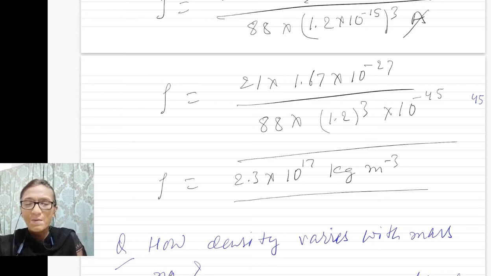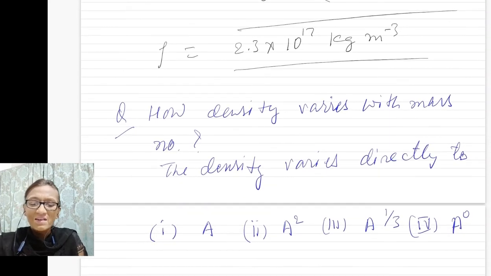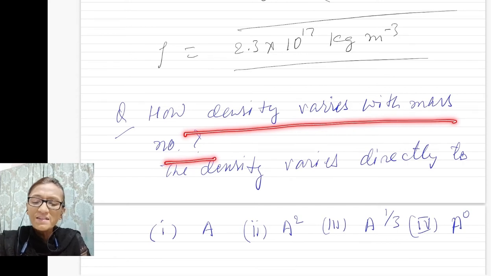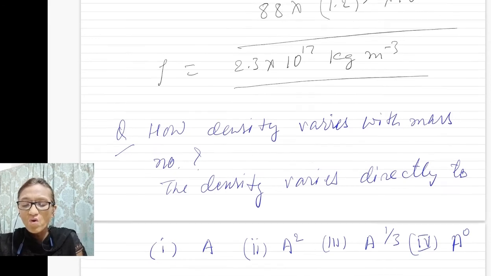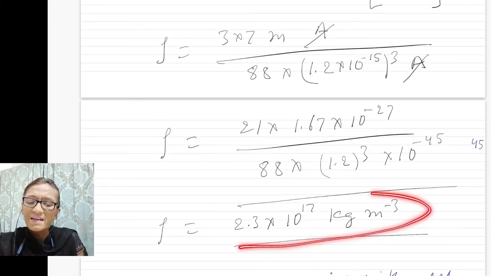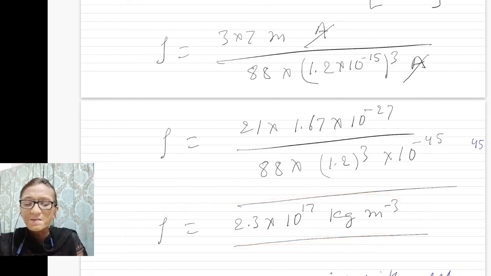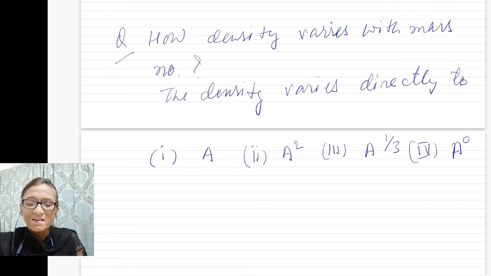This is a complete number. So here you have one question related to density of nucleons. How does density vary with mass number? The density varies directly to, you have given 4 options. Now here we find that it is free from any quantity. It is a complete number. Here you can see mass number is cancelled, and every other quantity is a constant, mass of proton is a constant. So density is free from mass number.